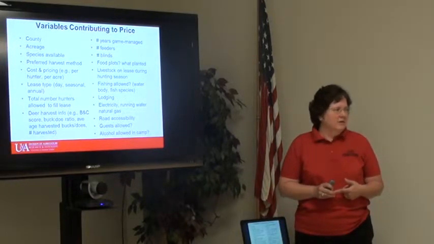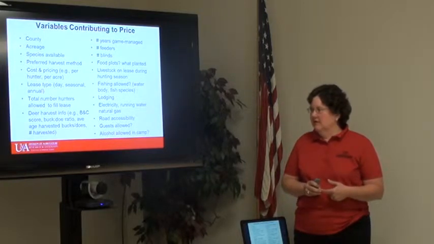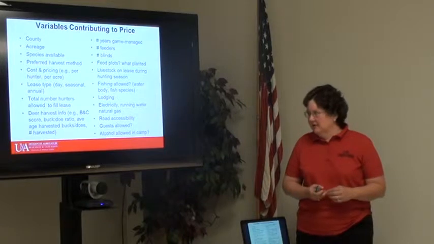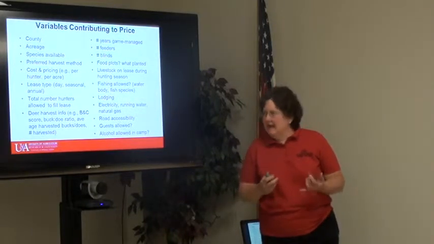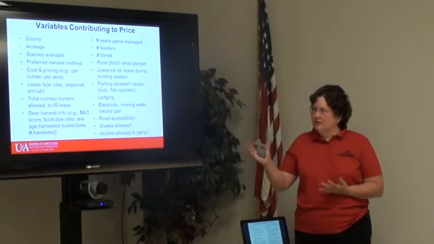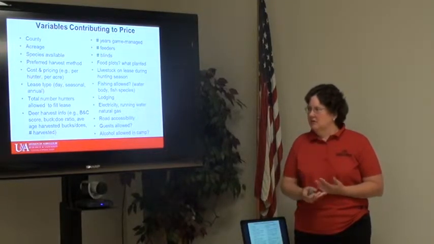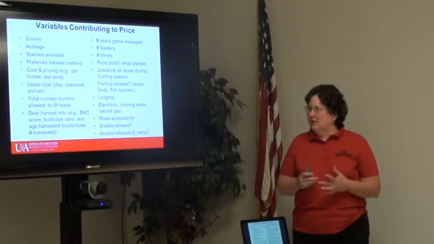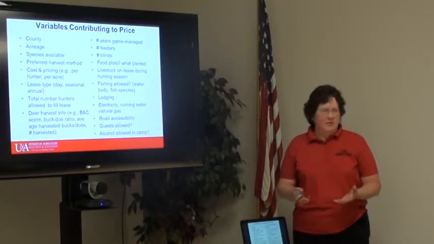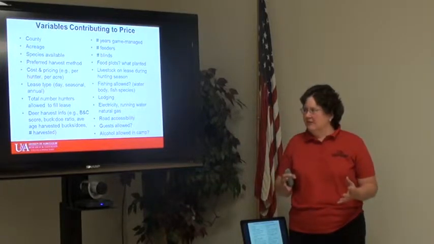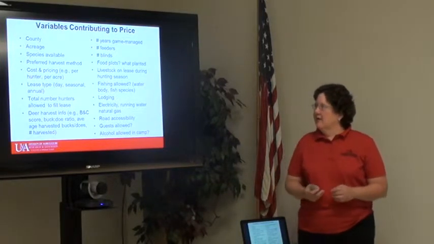So if you know that you're going to have a hunting operation and you're going to try to attract people who enjoy hunting deer, you might want to keep track of the antler size. You might want to keep track of the Boone and Crockett score, the buck and doe ratio, the average age of the deer that you have harvested, the number of deer that you've harvested, and provide that as a part of your package so that people get an idea as to what they're buying.